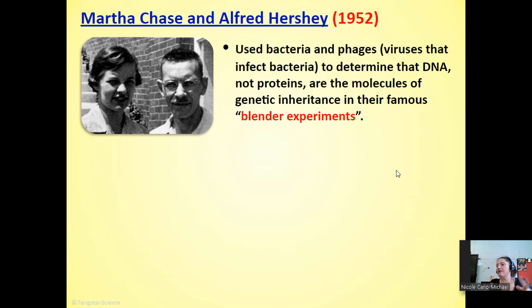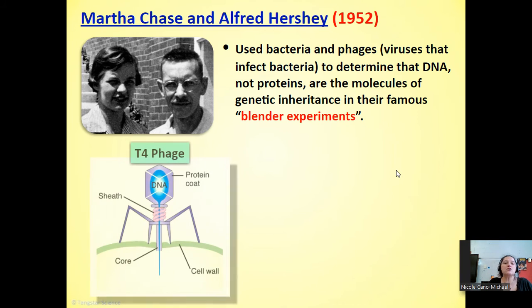Awesome. Sorry about that. So these are the blender experiments. Martha Chase and Alfred Hershey used bacteriophage, which are viruses that literally infect bacteria. And they do this to determine once and for all what these genetic inheritance factors are. They don't have any skin in the game, as it were. They don't know if it's protein, they don't know if it's DNA, but they design an experiment specifically to determine which one of the two is carrying the information. And how they do it is by using bacteriophage.